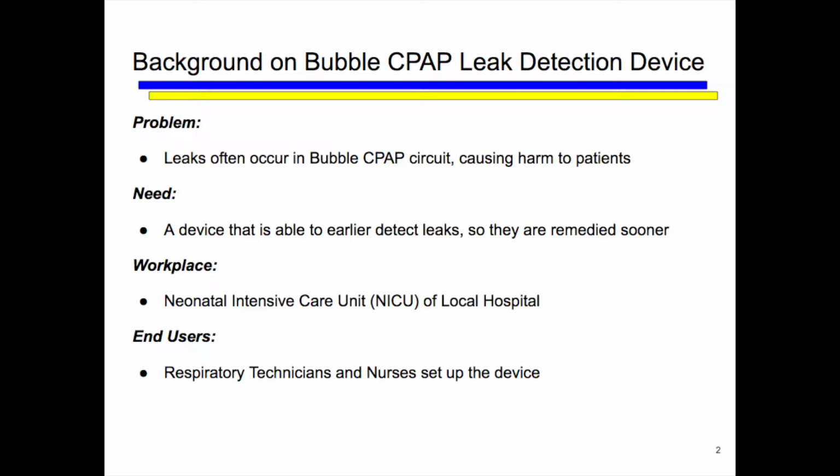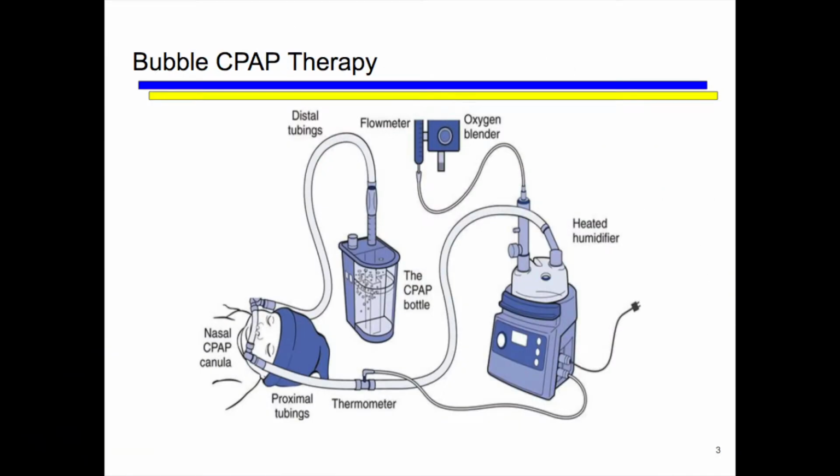Therefore, there is a need for a device that is able to detect leaks earlier so that they are remedied sooner. This device would be used within a neonatal intensive care unit or NICU of a local children's hospital, and the end users are respiratory therapists and technicians that would be setting up and using the device every day. Shown here is a bubble CPAP device.